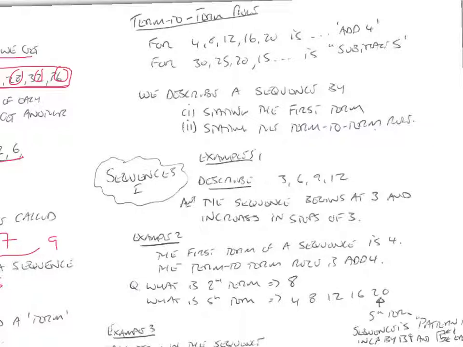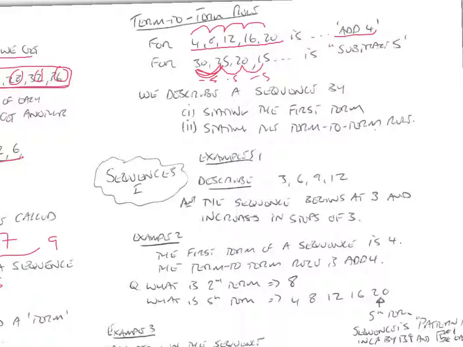So let's look at the term-to-term rule. Here's a sequence, 4, 8, 12, 16, and 20. What is the term-to-term rule to go from one term to the next? It's simply add 4. Look at this sequence here, 30, 25, 20, 15. The term-to-term rule is subtract 5.